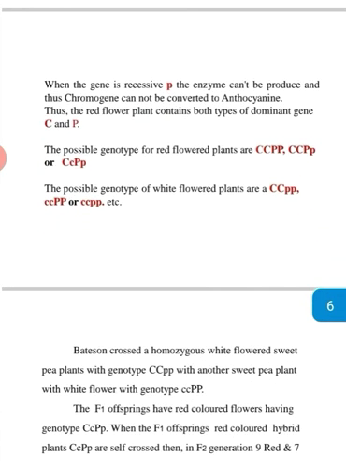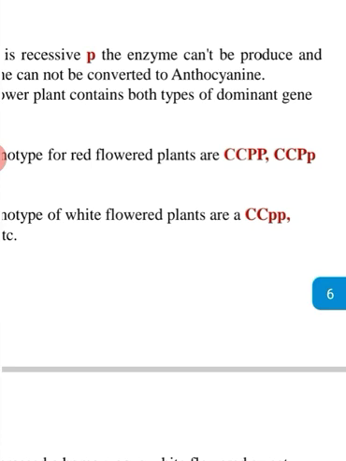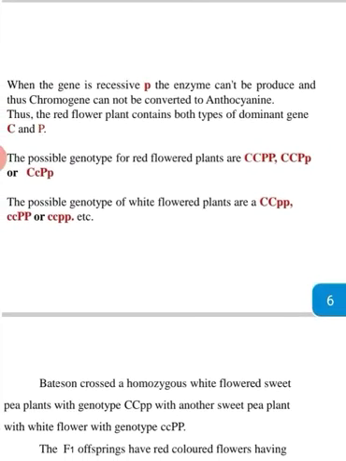The possible genotypes for the red flowered plants are CCPP, CCPp, CcPP or CcPp. Look at the genotypes: always capital C and capital P must be there. If capital C and capital P are present, then and only then are red colored flowers produced.